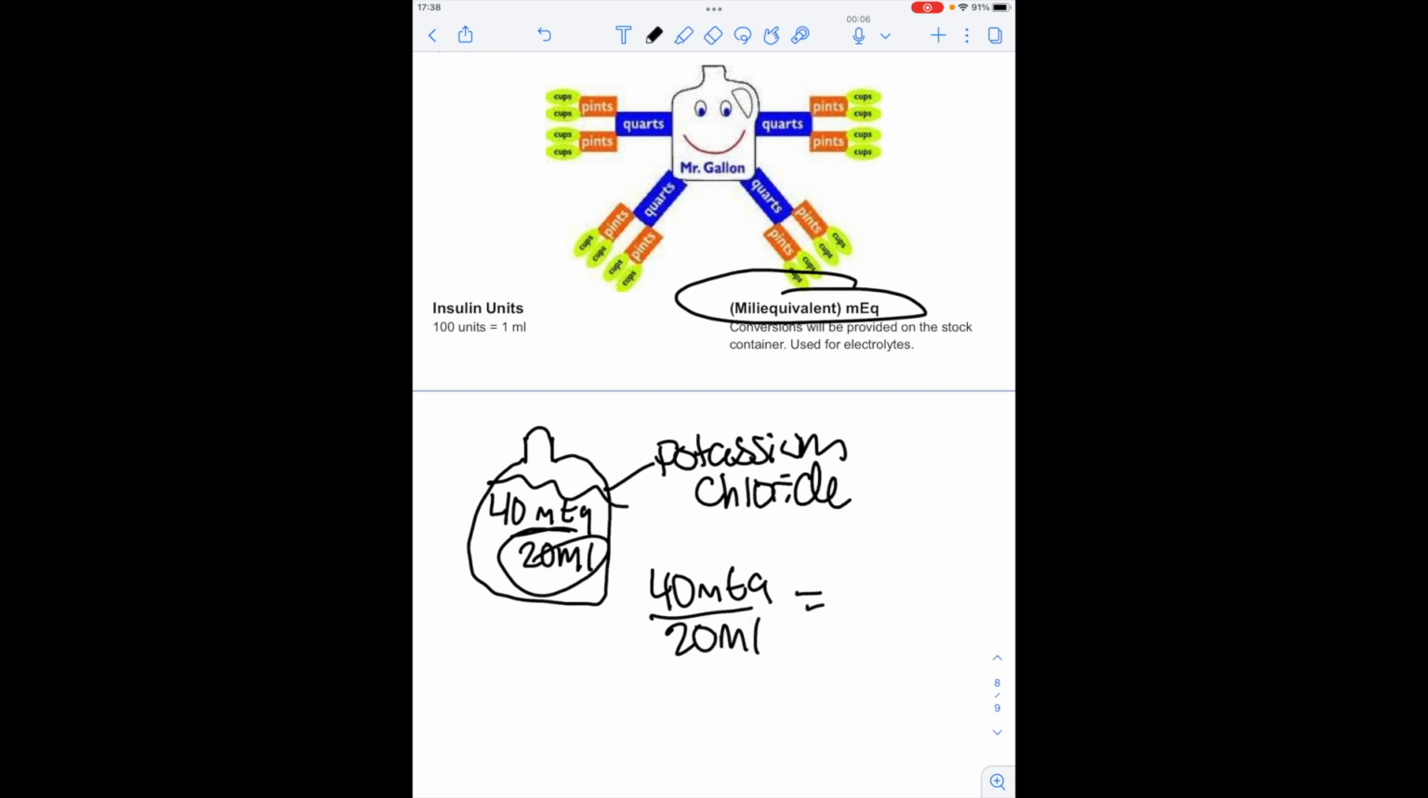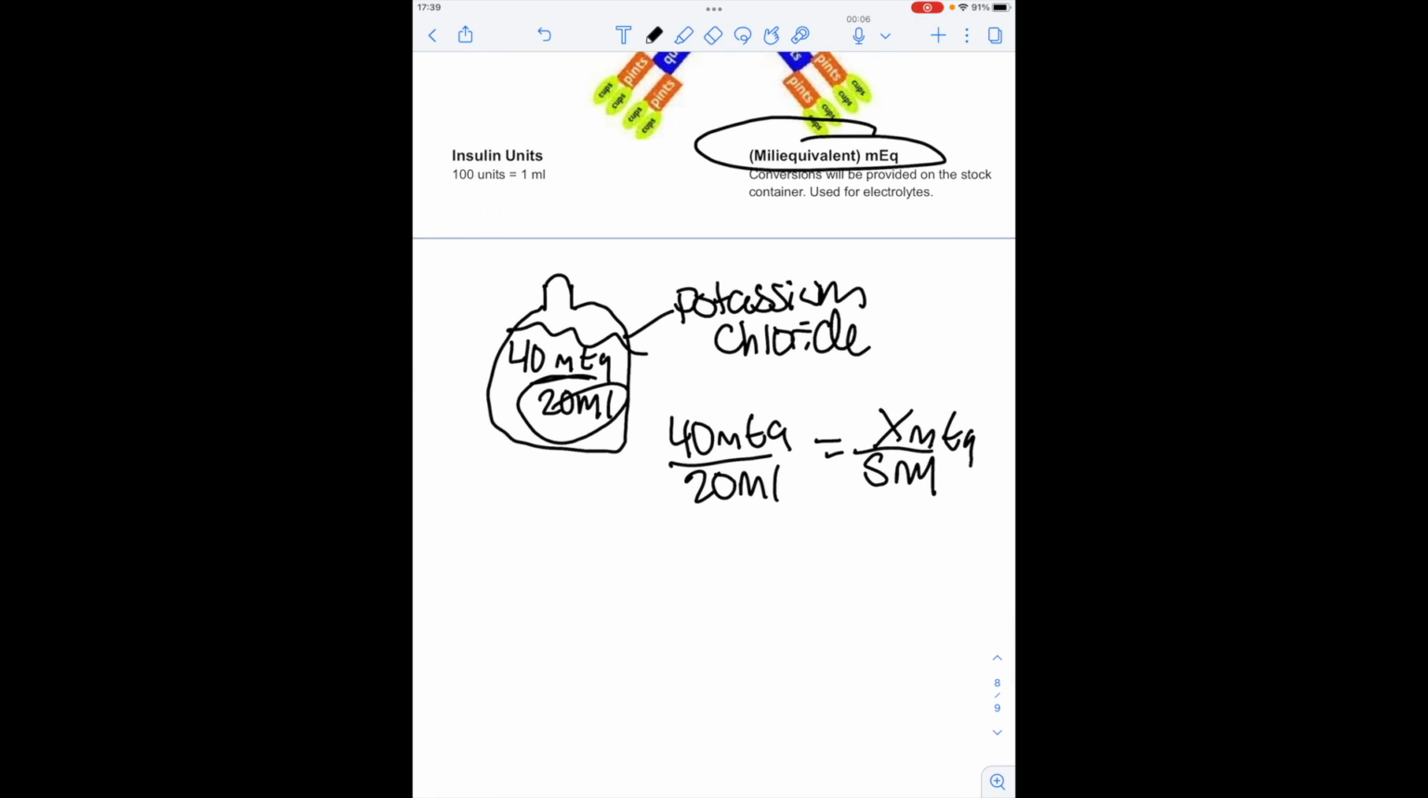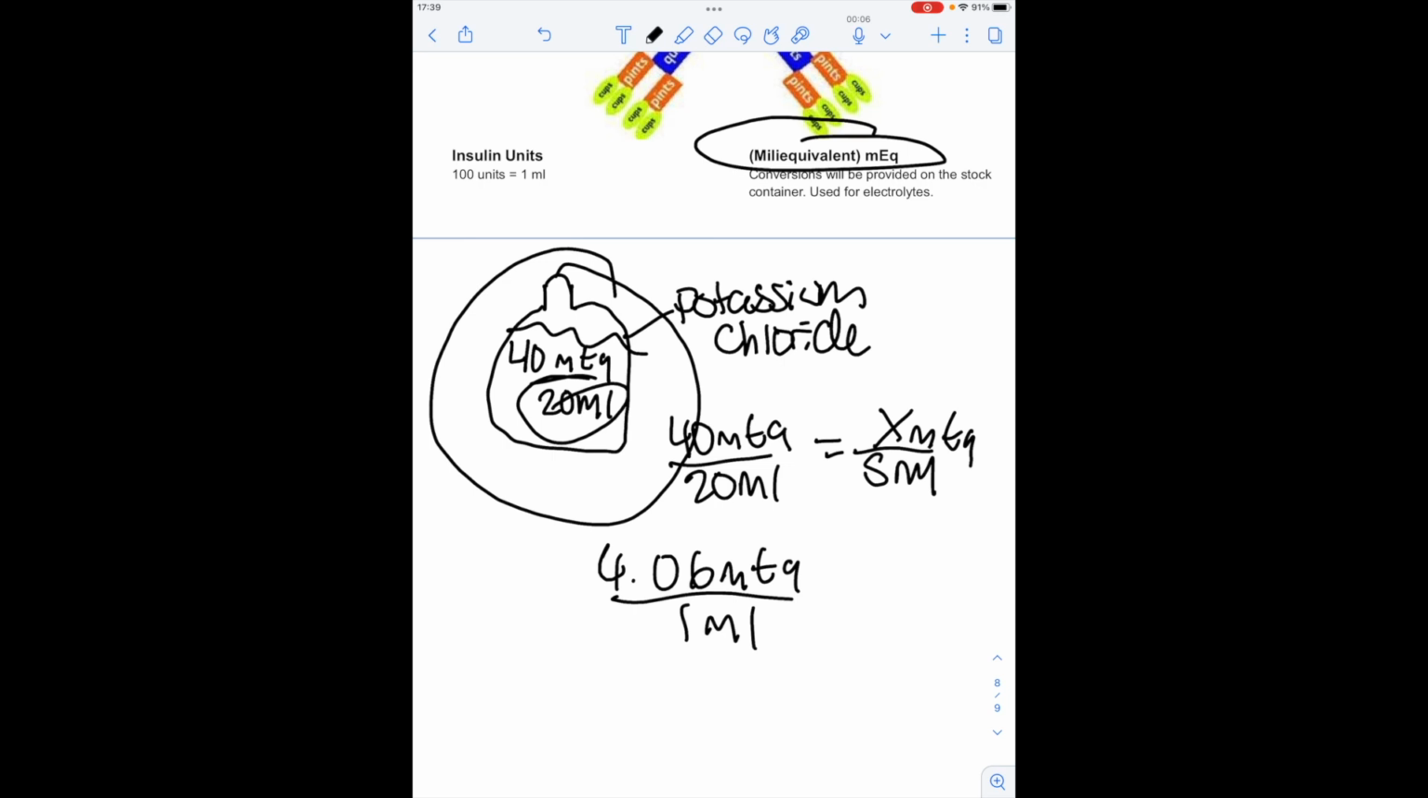Let's say we have 5 milliliters and we need to know how many MEq is in that specific amount. I'm putting milliliters on the denominator because that's where it is in my given. And then I'm going to put X MEq in the numerator because that's where it is in my given. Cross multiply and solve for X, and there's your answer. All different electrolyte vials will have different MEq ratios, so you have to look on the vial for that one. For instance, magnesium sulfate has the ratio of 4.06 MEq for every 1 milliliter.